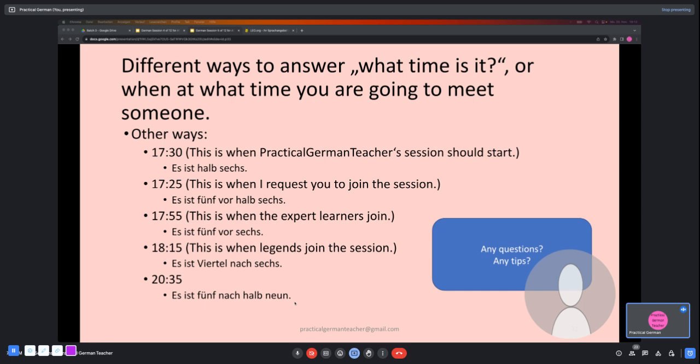If you're watching movies, which is part of your homework, you will see sometimes people will not say this part, they'll just say halb. Es ist fünf nach halb or fünf vor halb or just halb. Okay, so don't get confused why they are not saying it. That's how it is. But in the exam, you will have to write the entire sentence. Questions?